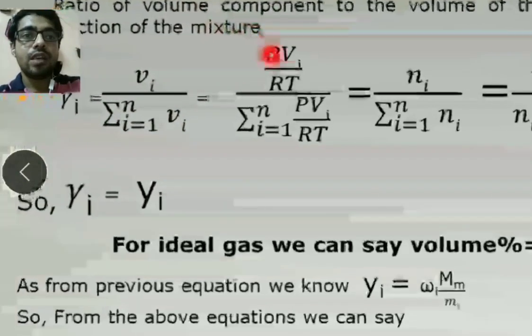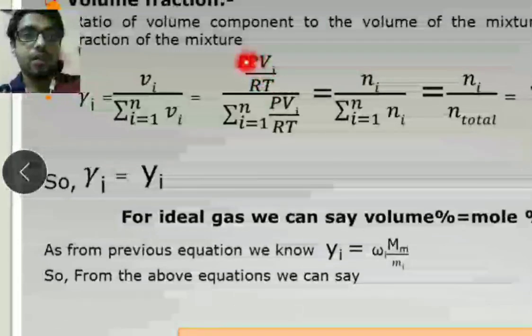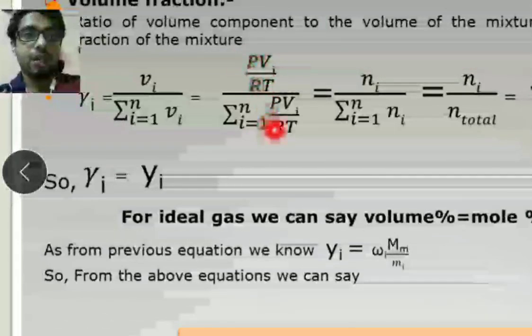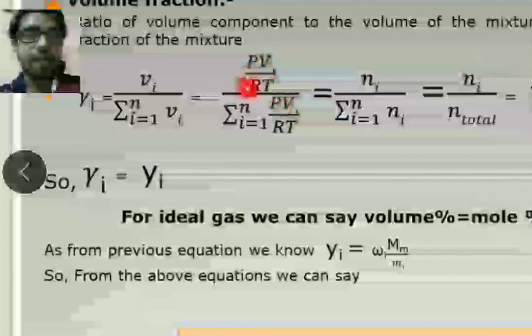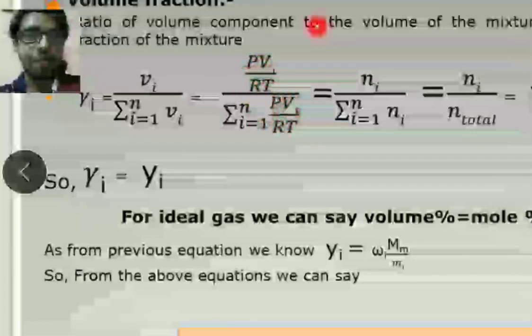Now here we have also done something like we multiplied the numerator and denominator by P by RT, in the numerator and denominator both.